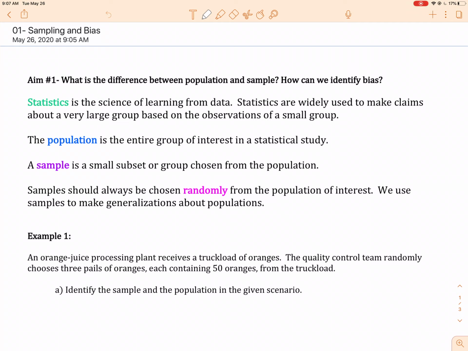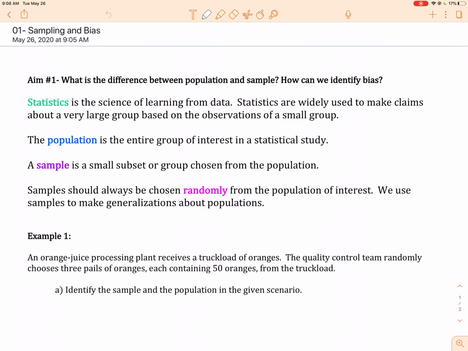And even if by the rare chance you do not have to take some sort of intro statistics course or business statistics or something along that nature, statistics is something that you can use in everyday life just to make better informed decisions. So, what is statistics? Statistics is the science of learning from data, and statistics are widely used to make claims about a very large group based on the observations of a small group. It's kind of incredible how we can tell more about an entire population just by taking small samples from a population.